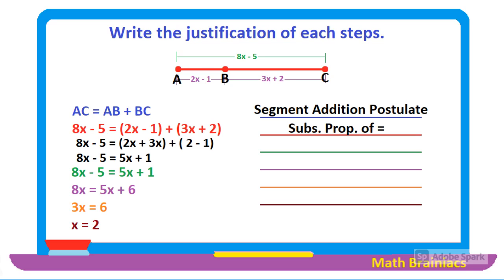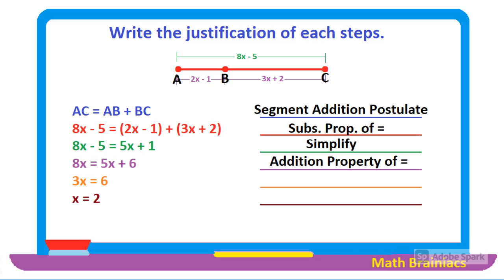We are going to combine all the like terms on the right side of the equation, and it will give us 8x minus 5 is equal to (2x plus 3x) plus (2 minus 1). Afterwards, we can work on the like terms, and it will give us 2x plus 3x is 5x, while 2 minus 1 is 1. Accordingly, it will give us the equation 8x minus 5 is equal to 5x plus 1. Right after that, it will give us 8x is equal to 5x plus 6.